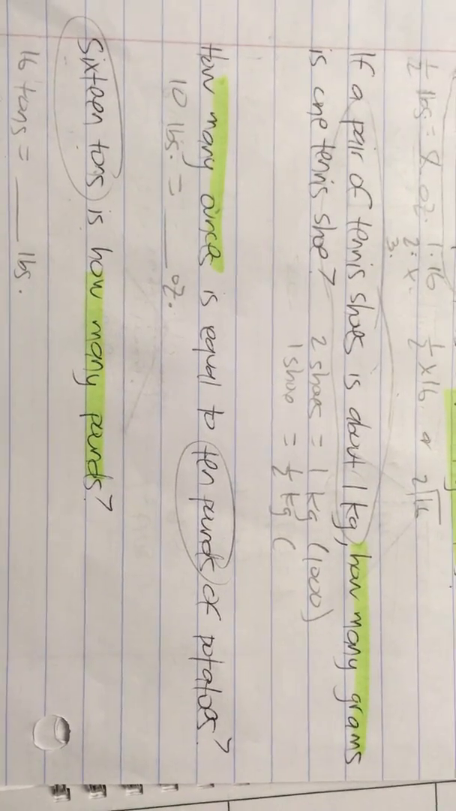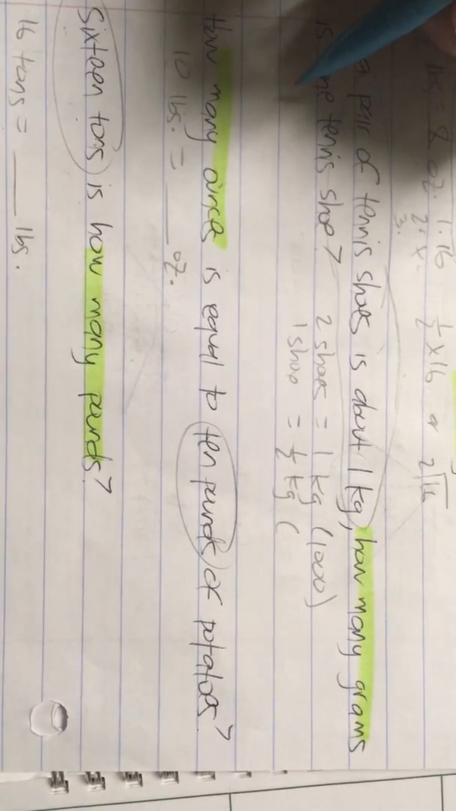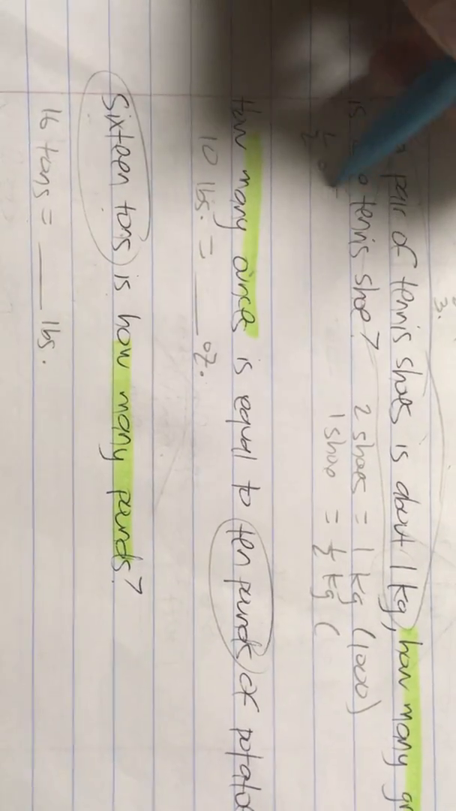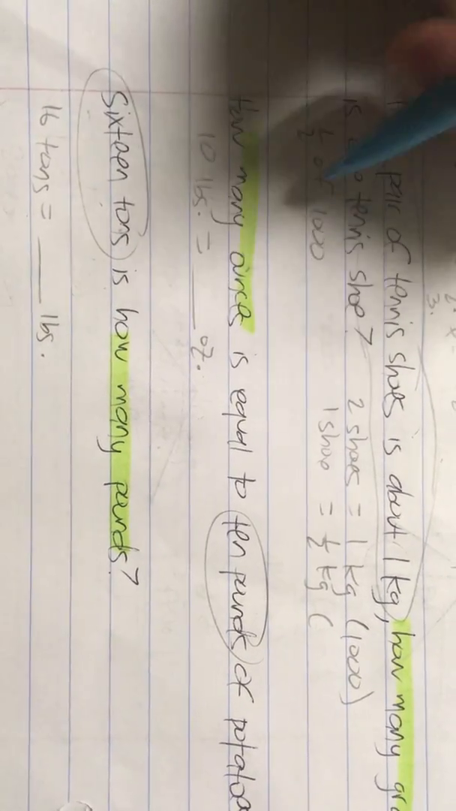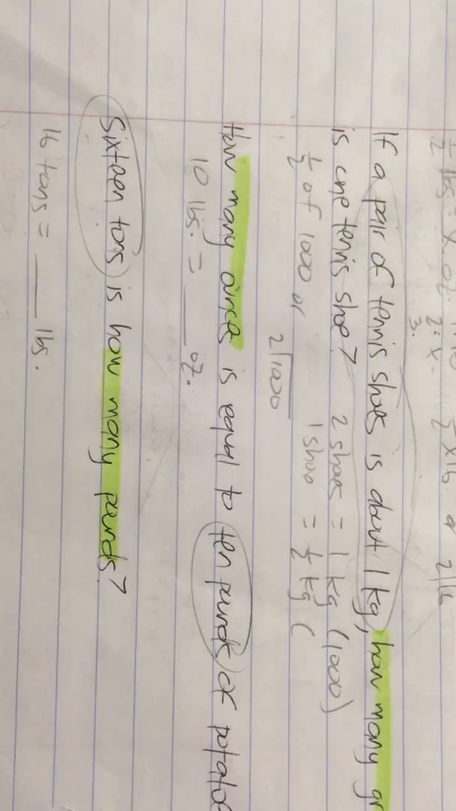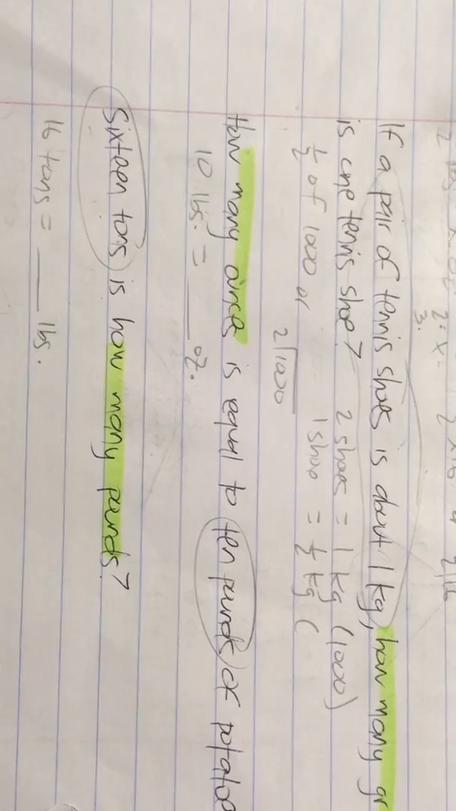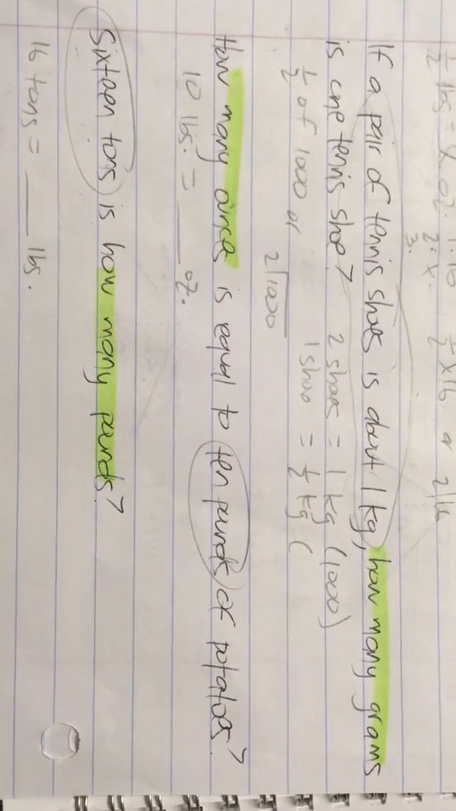So we think half of 1,000. Two ways that we can do that. Again, we can either go half of 1,000, or we can go 1,000 divided by 2. So simple enough, we know that it eventually works out to be 500 grams.